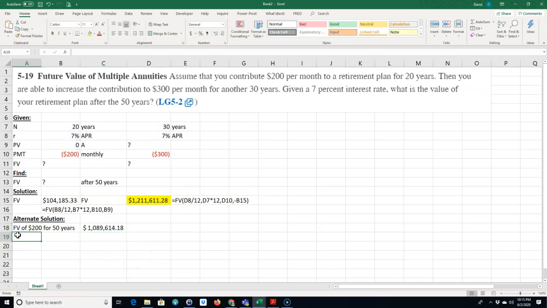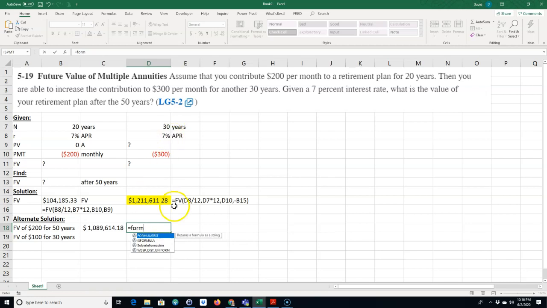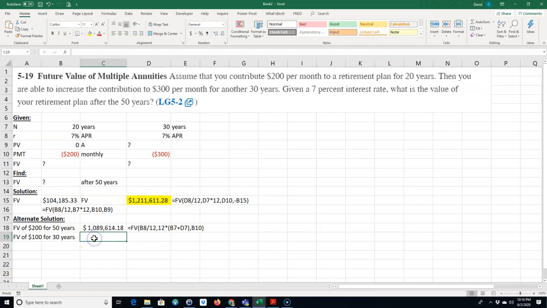Okay, so now we want a future value of. So now picture this in your head. We want $200 going through for 50 years. Well, we're still missing the $100 for 30 years. So we're going to say $100 for 30 years because we still need that. We put this formula. And then $100 for 30 years is going to be equal to future value.